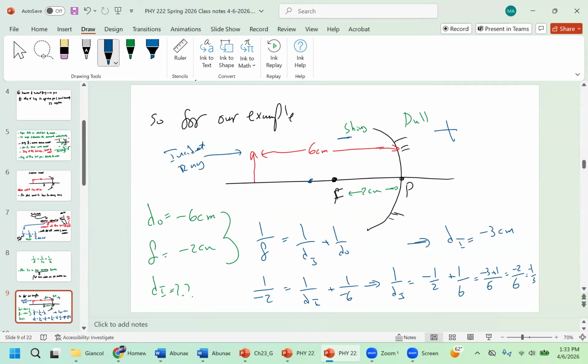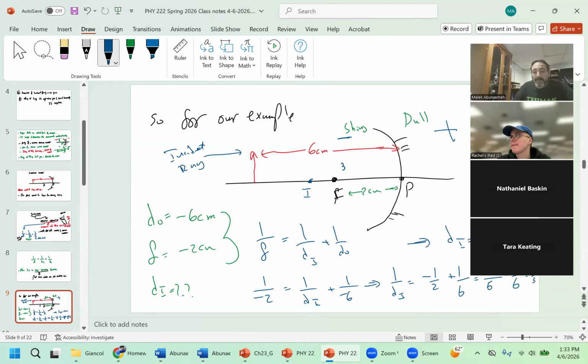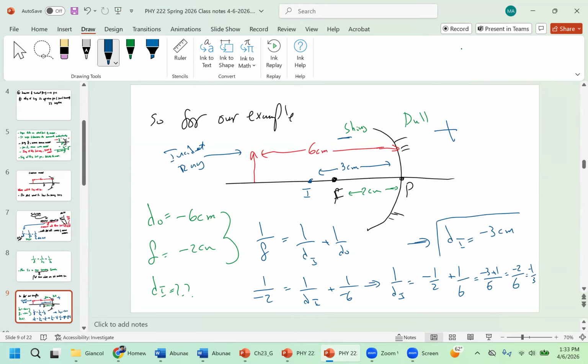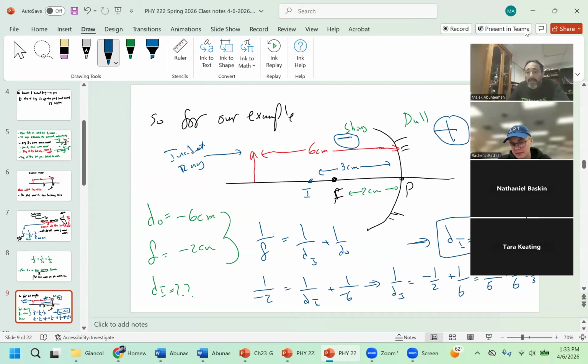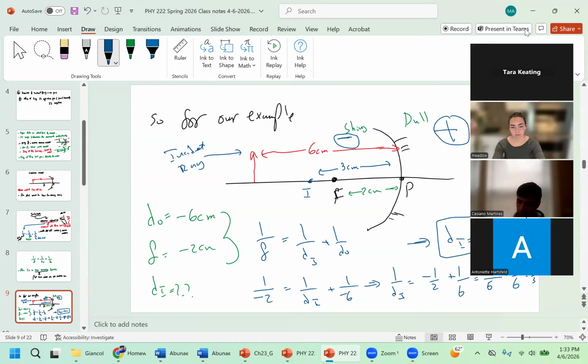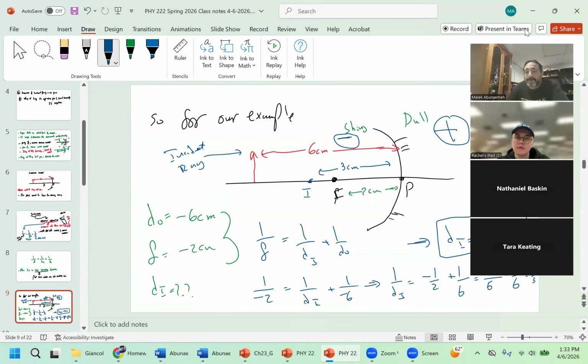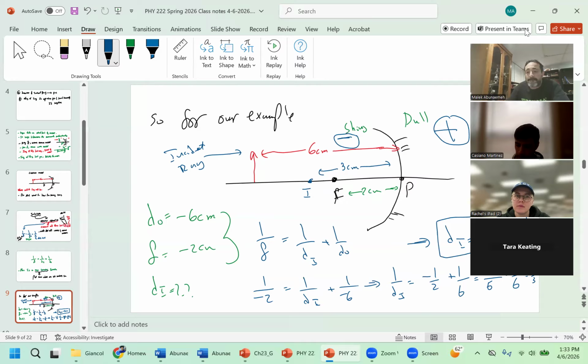So the image will be over here somewhere, where this is going to be 3 centimeters. Does that make sense to everybody? Do y'all see that? And it's on the negative side. Y'all see that? Any questions? Cassian, you with me? Yeah. Awesome. Awesome. All right.